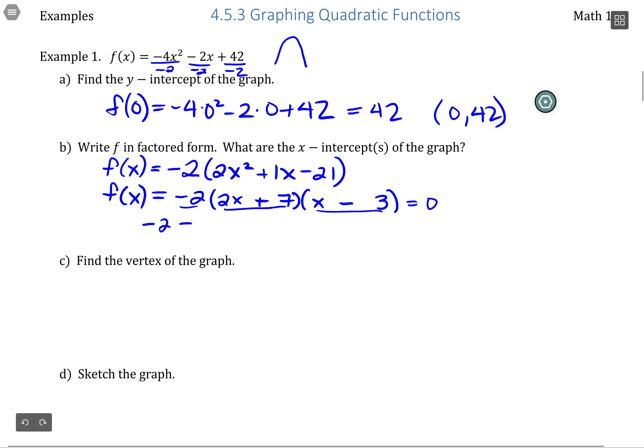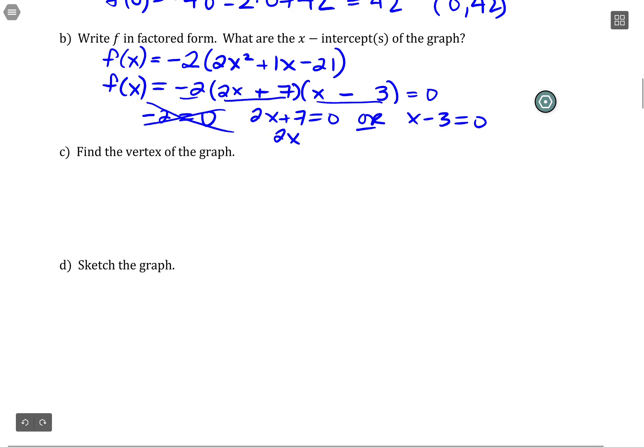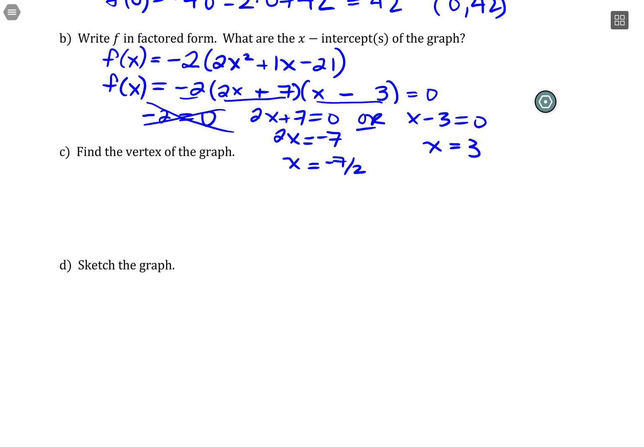So either negative 2 has to be 0, which we could throw away right away because negative 2 just is not 0, or 2x plus 7 has to be 0, or x minus 3 has to be 0 to make this a true statement. 2x plus 7 equals 0 only if 2x and negative 7 are equal to each other. Subtract 7 from both sides, which is true only when x is negative 7 halves. Divide both sides by 2. On the right-hand side, we're going to add 3 to both sides, so x equals 3.